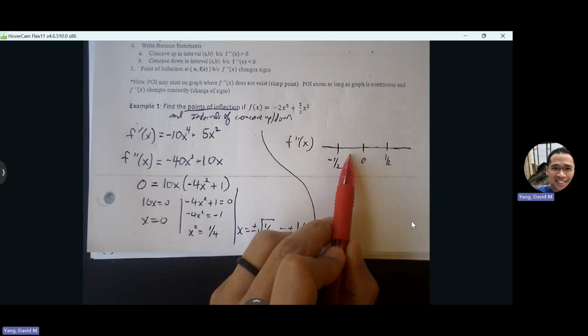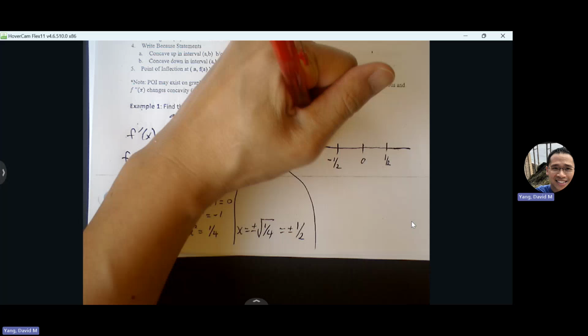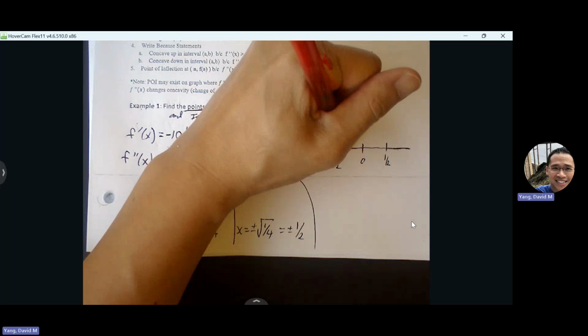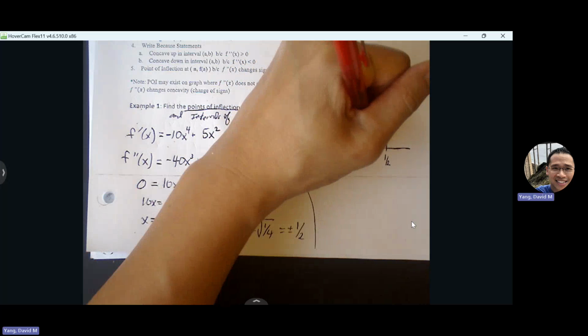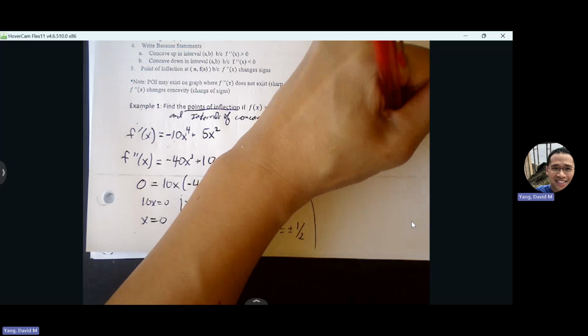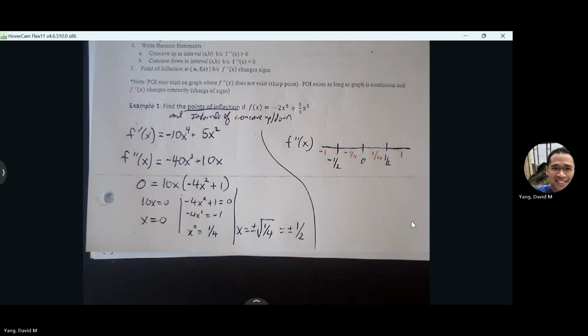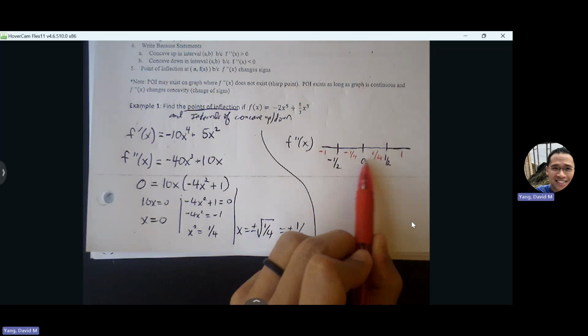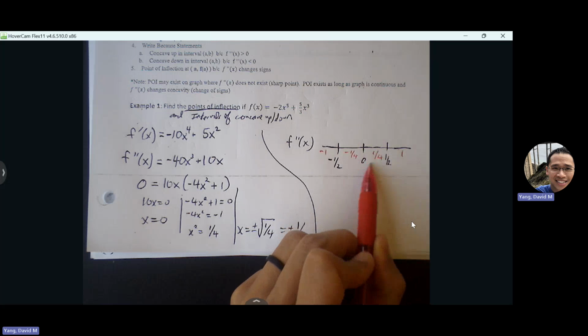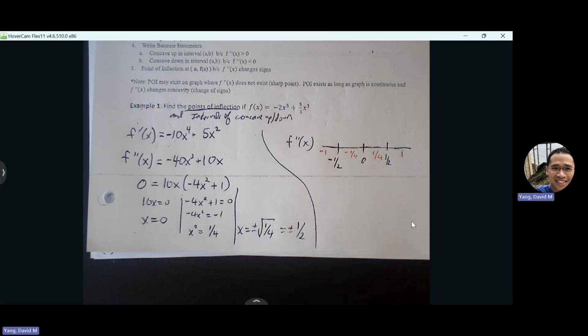Pick points in each subinterval. So here I'll choose -1. Here I'll choose -1/4. I'll choose 1/4, and then I'll choose 1. I'm forced into a fraction here because I'm between 0 and 1/2, so I don't have a whole number that I can fit. So I just used 1/4.